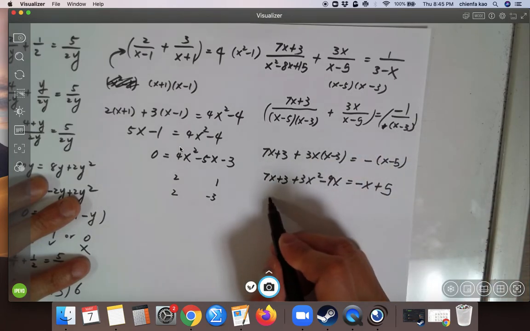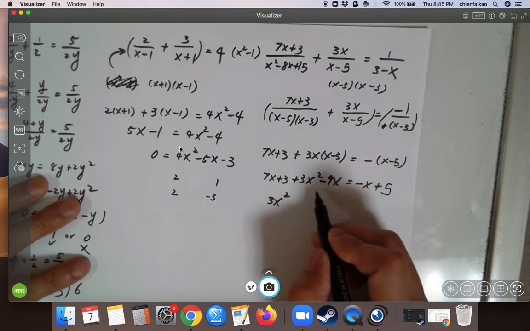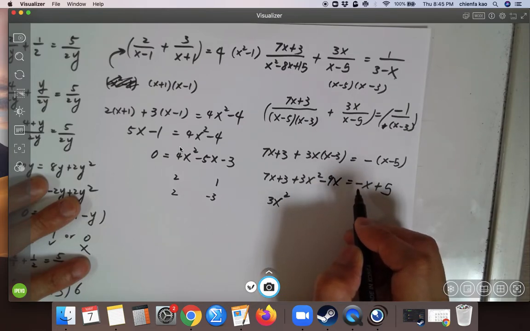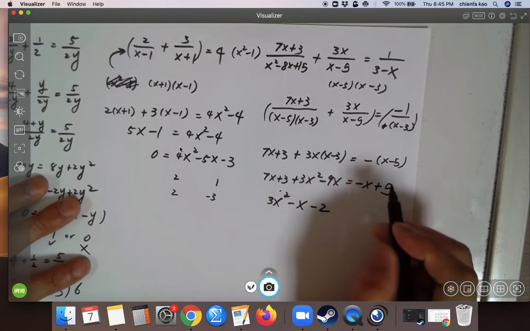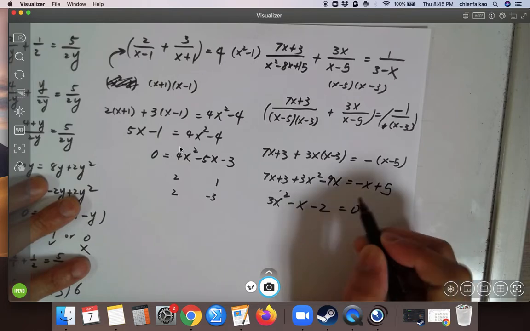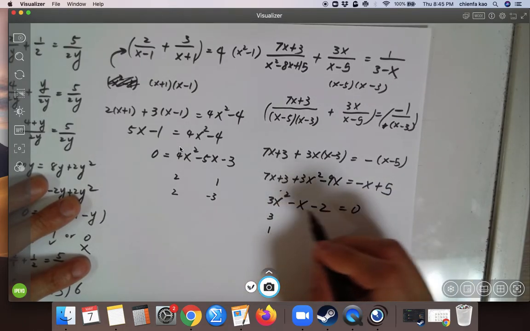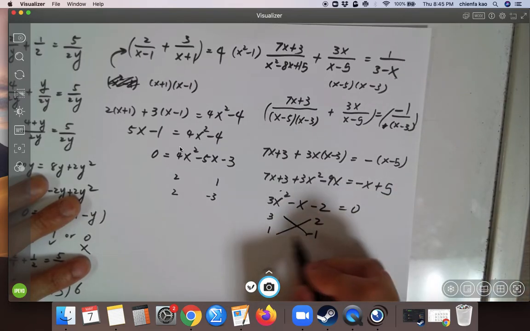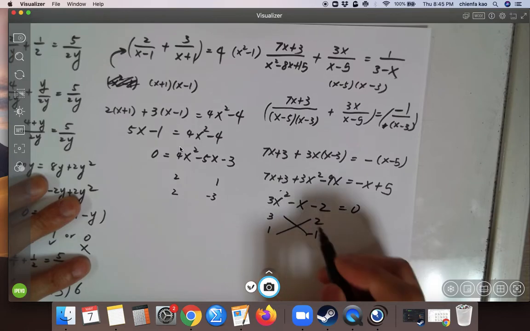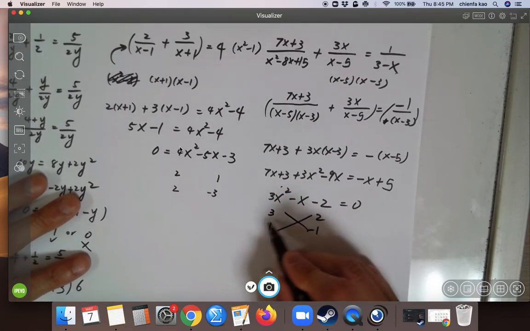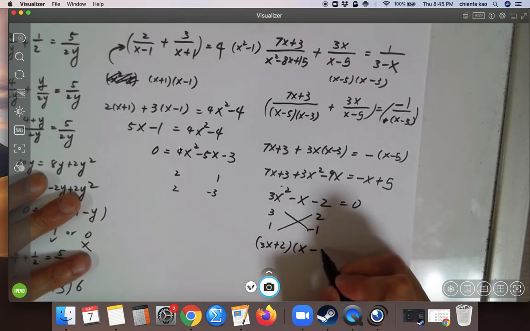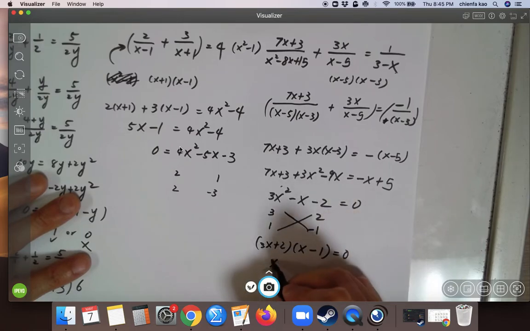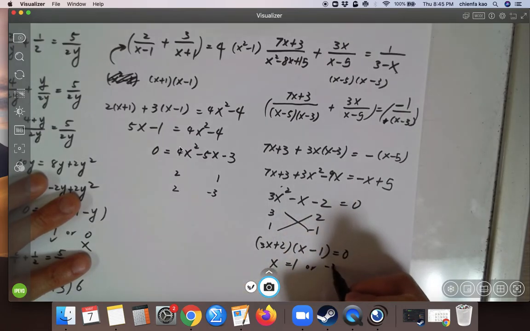Yeah, let's further combine. 3x squared minus 2x minus x. This one's plus 3 minus 2. Okay. This one looks like a winner to me. That one's easy to see. 3 and 1. Let's do negative 1 and then 2. 2, negative 3, that's negative 1. So the answer will be 3x plus 2, and then x minus 1 equals 0, so x is 1 or negative 2 over 3.